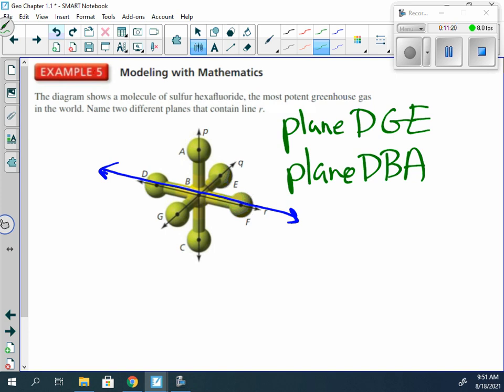Now, we can name a lot more than just these two if we mix those letters up. So we could name plane DBG, DFG, CAD, CAF, because we can use any of those points contained in those two planes to name it.